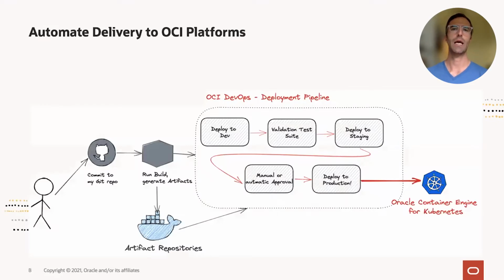So we're going to show you today this automation piece for continuous delivery and deployment. We'll show you how you can commit to your existing Git repos, build with your existing CI system, and then deliver your artifacts to OCI repositories, then pull from those repositories in our pipeline to show how you automate the deployment to OCI platforms.